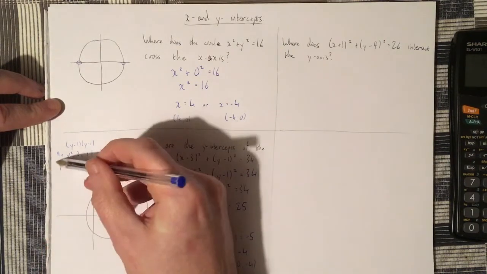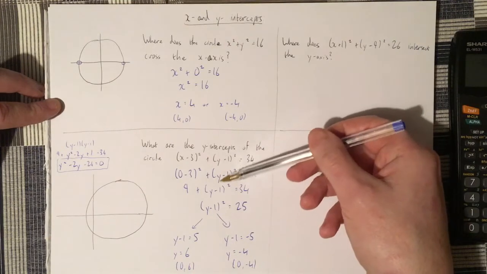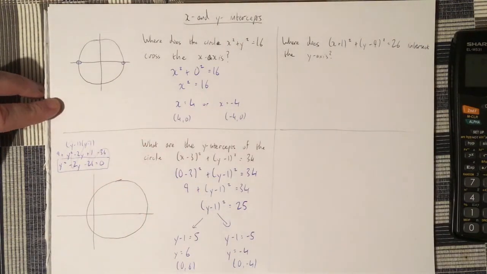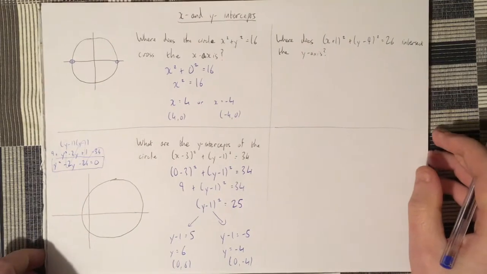And if you were to do that using the minus b formula or any other way, you'll get y is equal to 6, y is equal to minus 4. Okay, so that's just, if you did expand the bracket out and solve it that way, you'd get the same answers. Okay, so 0, 6, and 0, minus 4. I'll just do one more example over here.